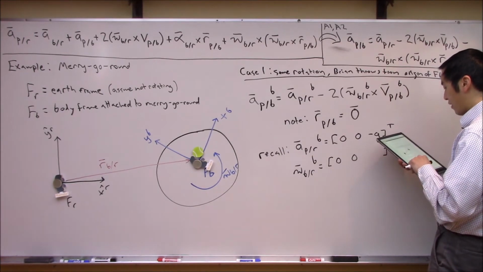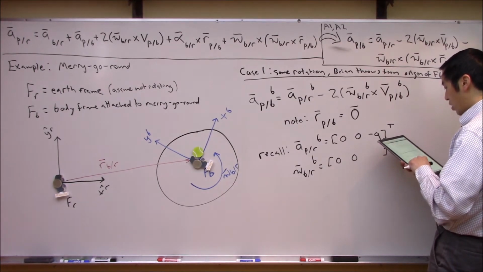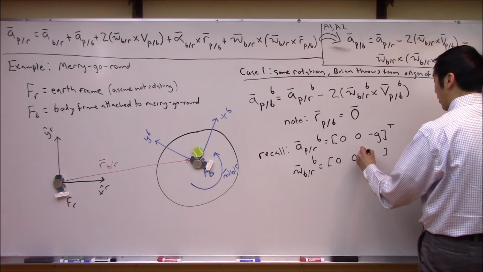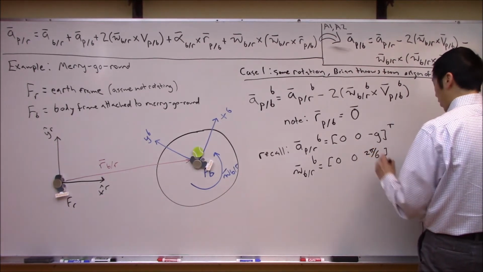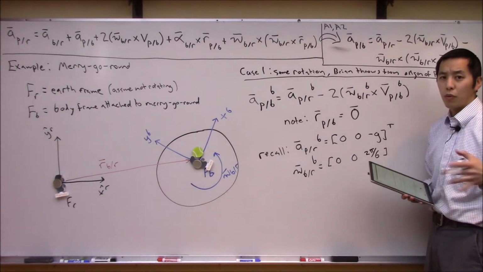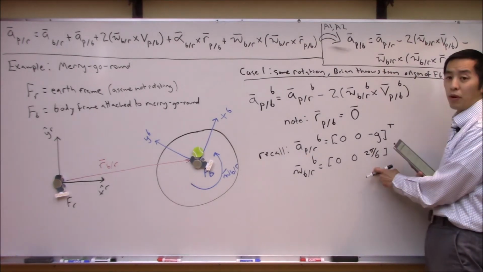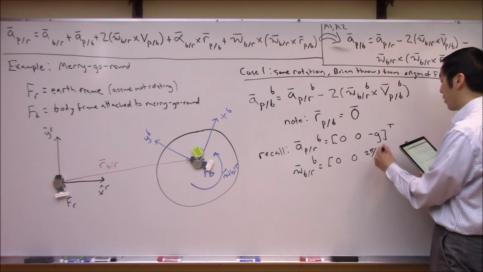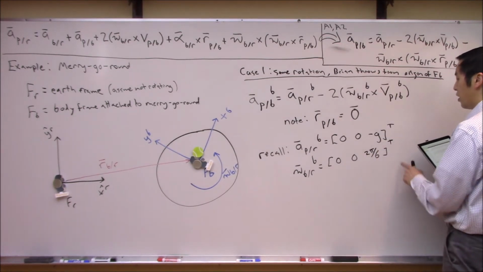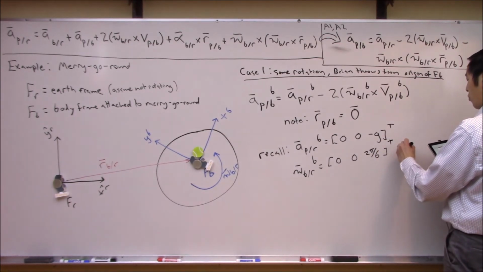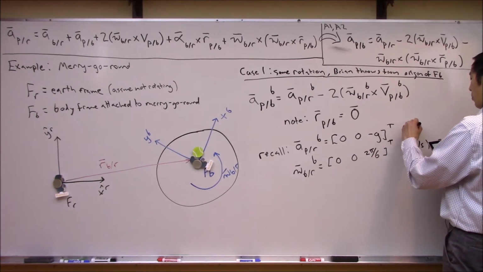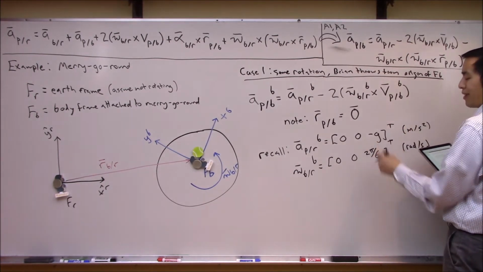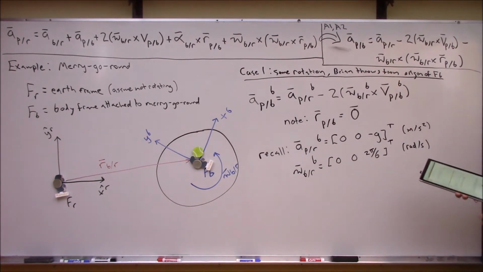In our example, let's assume that this thing makes a full revolution, 2 pi, in 6 seconds. If you watch those videos where we were spinning the merry-go-round, this is a reasonable angular velocity. Maybe let's put a transpose in here, and maybe we should put units on this. This is radians per second, and this is meters per second squared. This would really be 9.81 or something like that, depending on where you are.